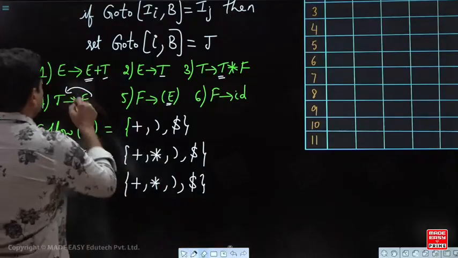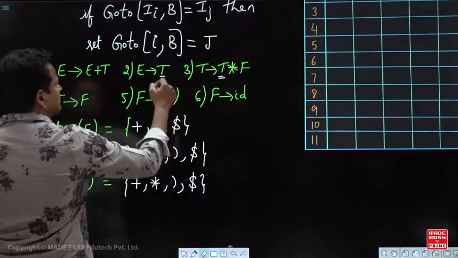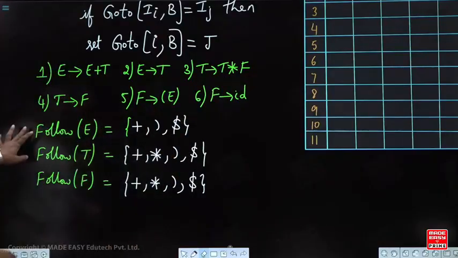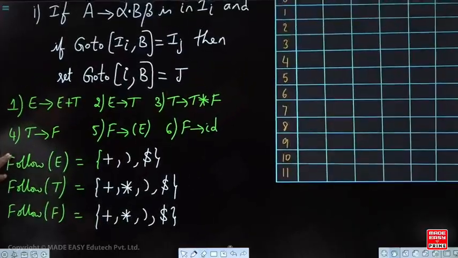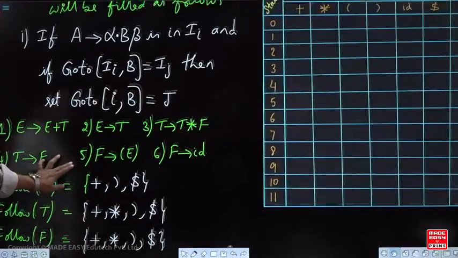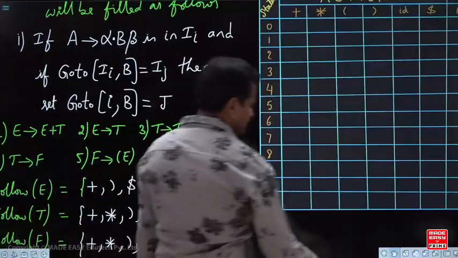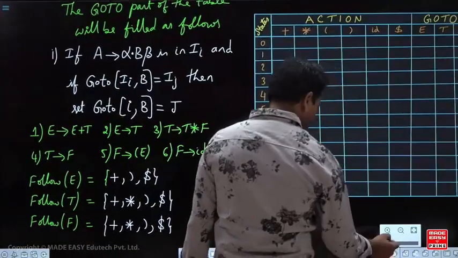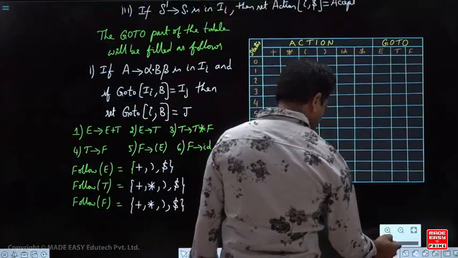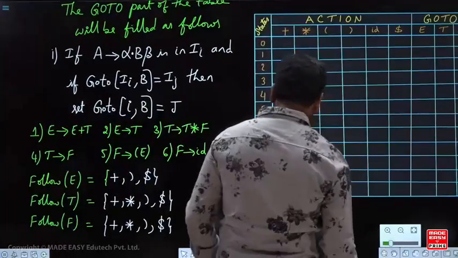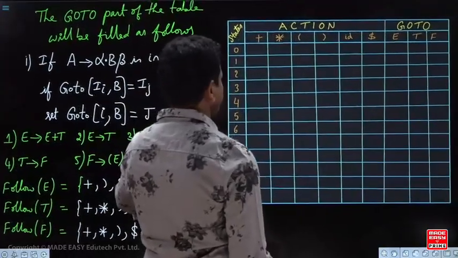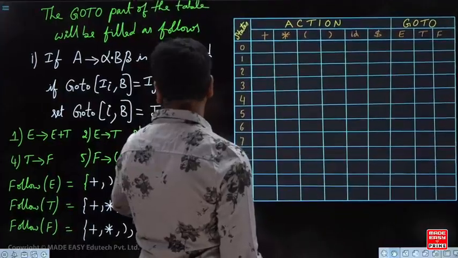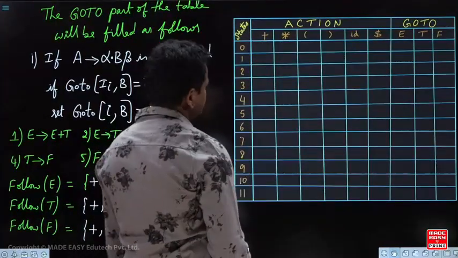Okay, then you just copy all this, give the numbering and find the follow. After that you just construct the structure of the table. Every one of you please construct the structure of the table. Give the numbering and take the structure.